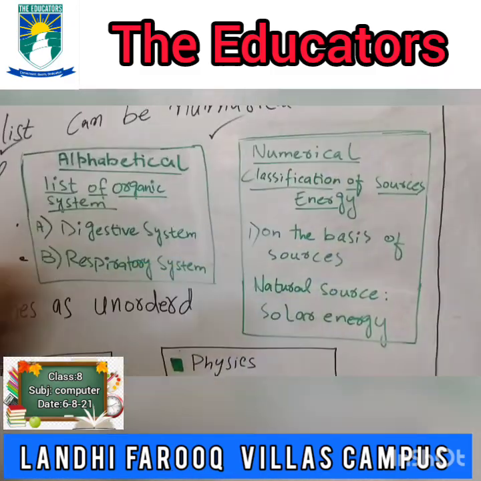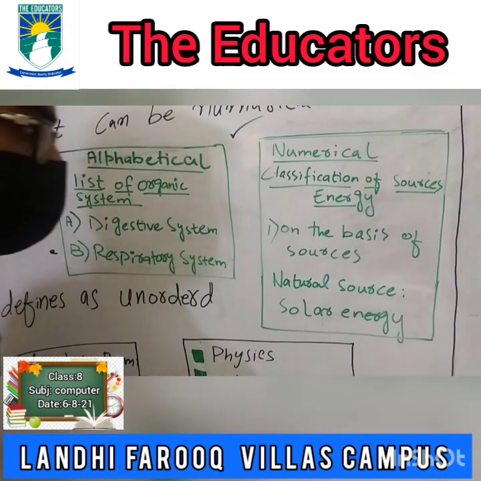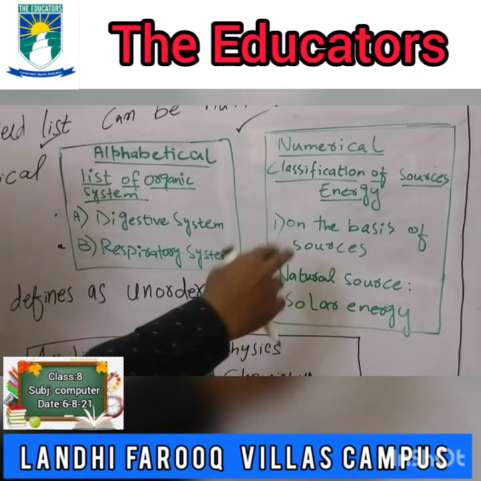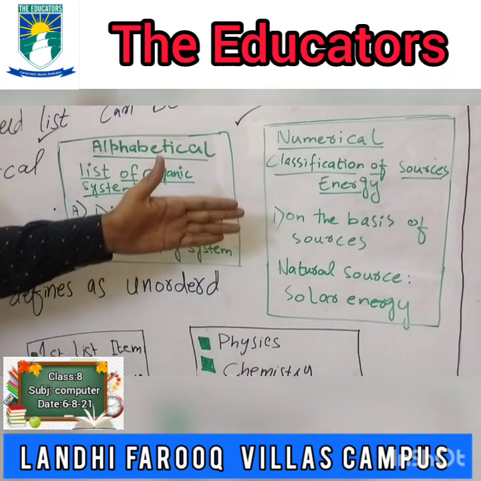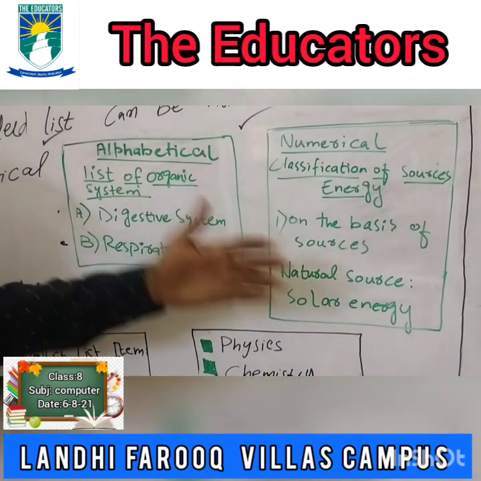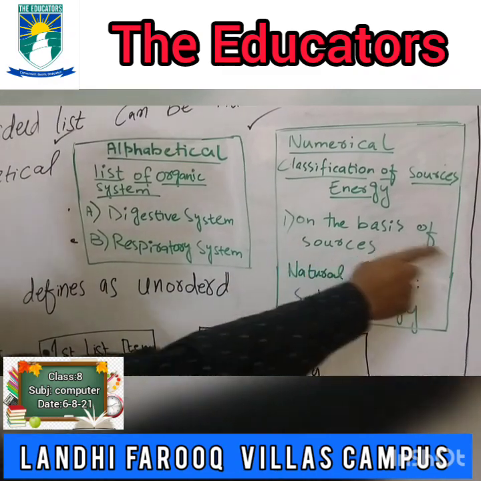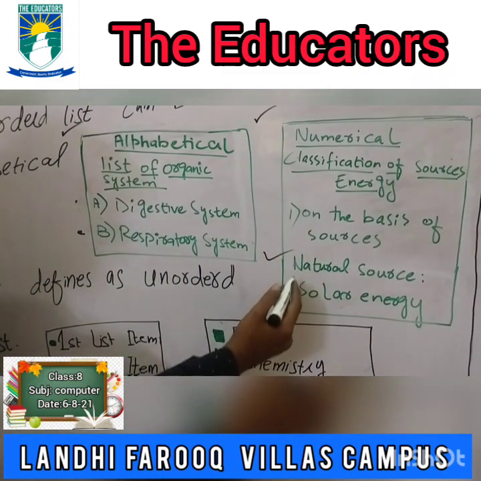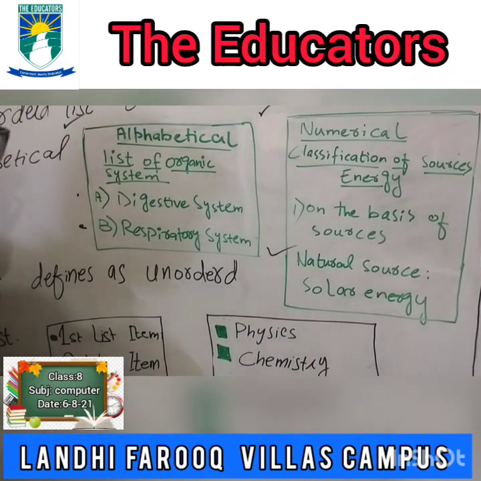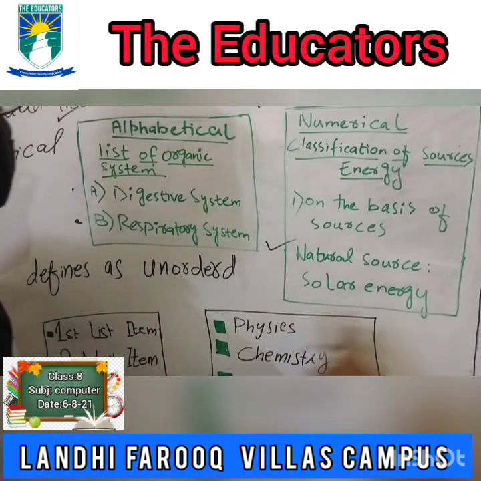Numerical numbers, and the example is classification of sources of energy. First, on the basis of the source of energy, the numbers are connected. Number one is natural energy, number two is wind energy, and then we continue with numbers and connect solar sources.